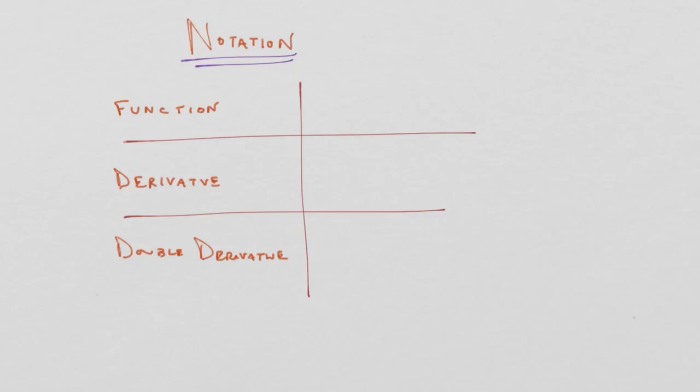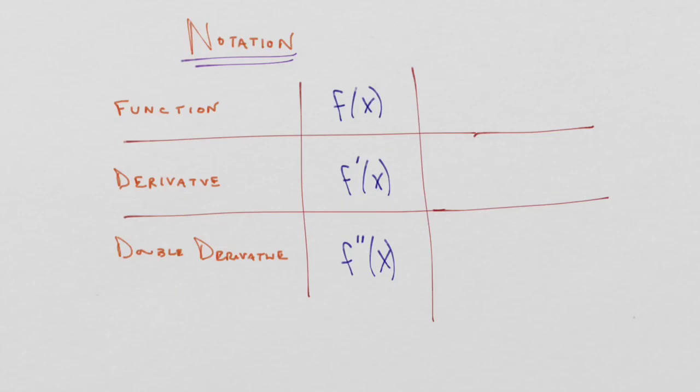So if our original function is f of x, its derivative is f prime of x, and its double derivative is f double prime of x. If our original function is y, our derivative is y prime, and our double derivative is y double prime. If we use our new Leibniz notation, where our derivative is dy over dx, our original function is still just y. Our derivative is dy over dx.